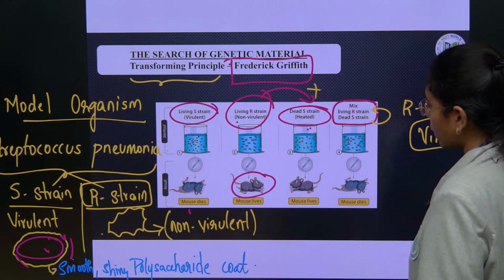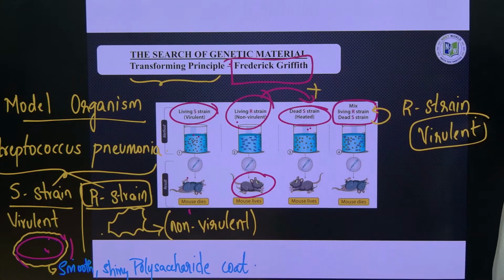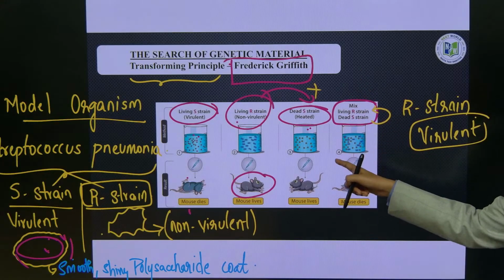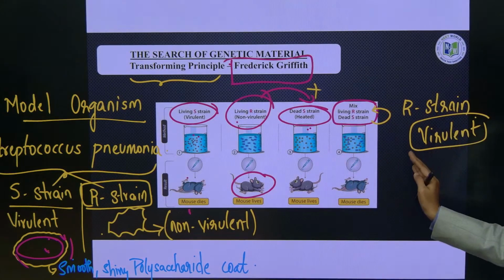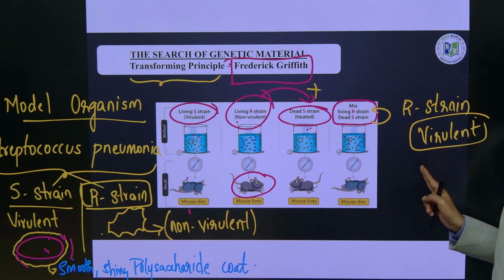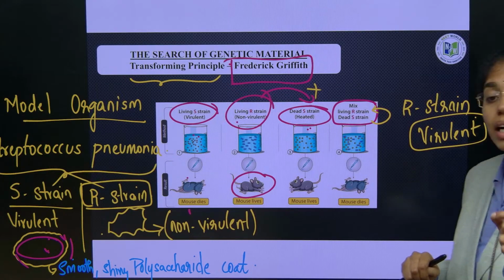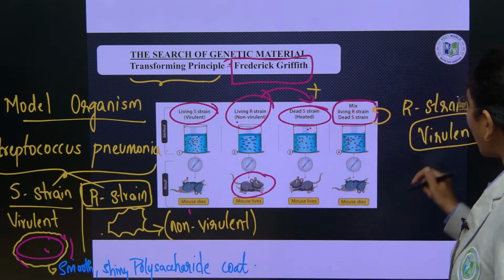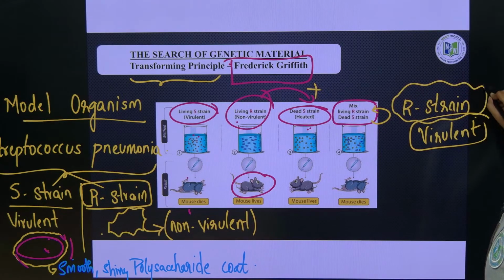Okay, this is making the R strain virulent. But what is actually being transferred, nobody found out. Griffith has not said what is actually transferred from the dead S strain to the living R strain, making it virulent; that is not explained. But he said that there is a transforming principle, some material being transferred from the heat-killed S strain to the R strain, so that the R strain has synthesized a polysaccharide coat over it and became virulent.